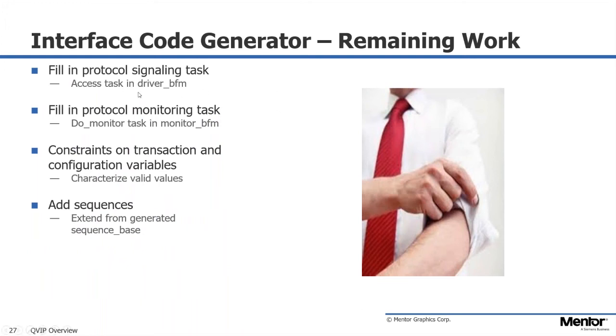You need to say, okay, when I get this task that says write data over this port, what is the signaling that needs to happen with that? So I need to go modify the driver BFM to do that. I need to go modify the monitor BFM to say, when I see this activity, that's a transaction. You need to go in and put some constraints on your top level to modify what type of sequences are going to be sent, and then you need to extend the sequence base.